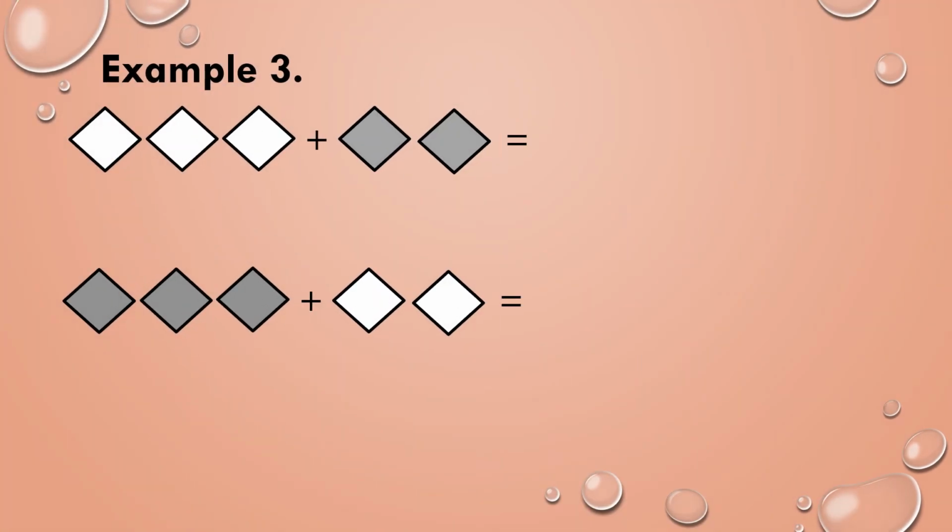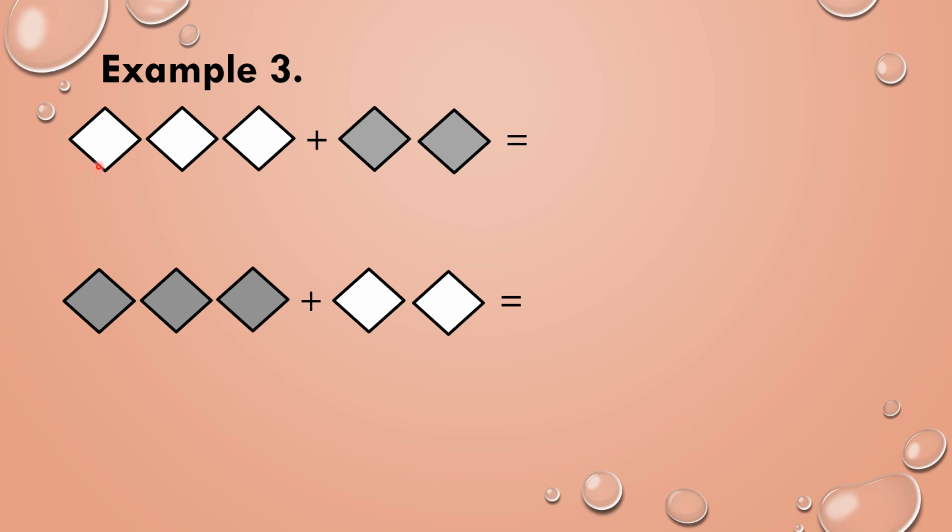Next, example number 3. As you can see, meron tayo ditong 3 white diamonds plus 2 gray diamonds, 3 gray diamonds plus 2 white diamonds. So kung mapapansin nyo, kung sa example number 1 ay lahat ay white diamonds or lahat ay positive, sa example number 2 ay lahat o ang given ay parehong negative integers. Dito naman sa example number 3, kung mapapansin nyo, magkaiba na ng sign ang dalawang numbers sa isang equation.